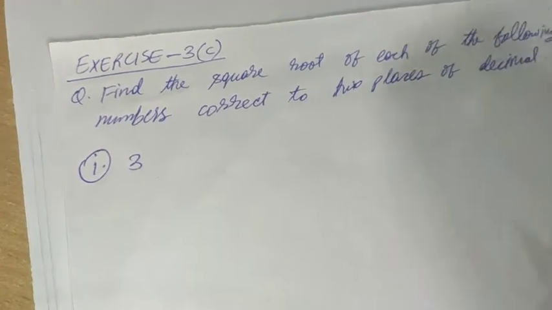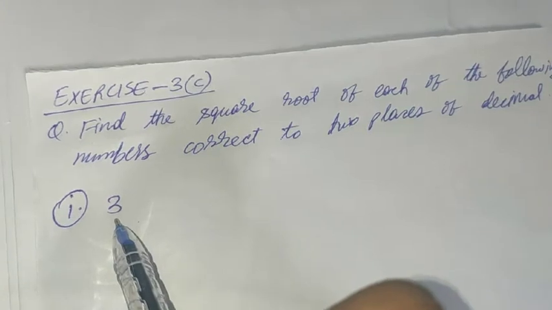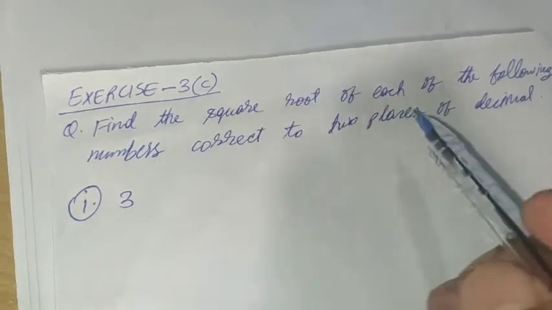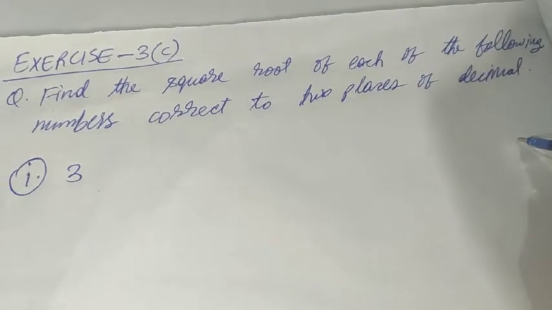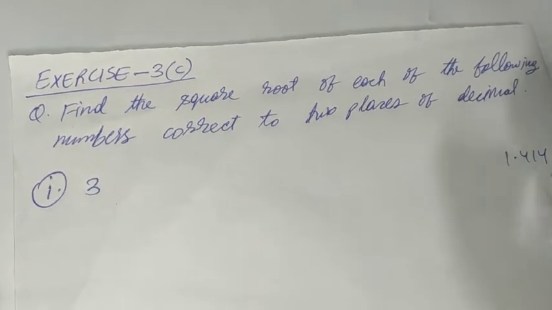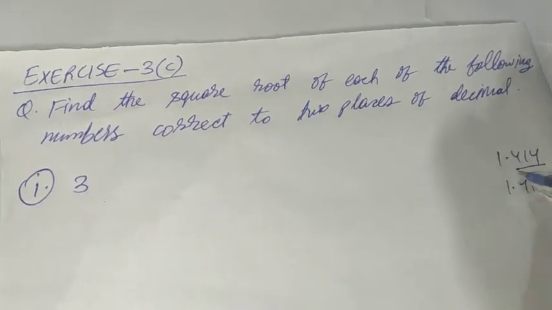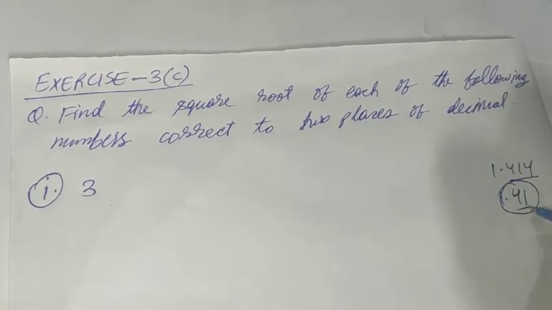What does the question say? It says that you have to find the square root of 3, correct up to two places of decimal, means for example 1.414. Okay, so it has 3 decimals, right? So 1.41, we need up to 41, 2 decimals.